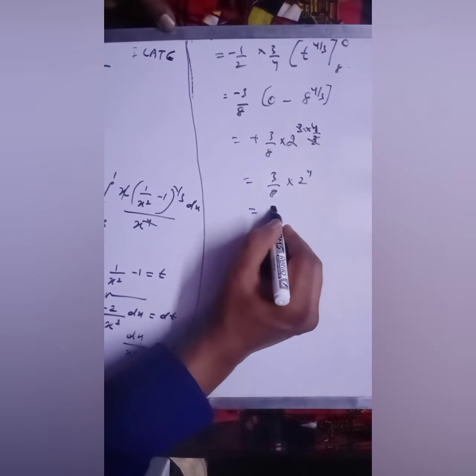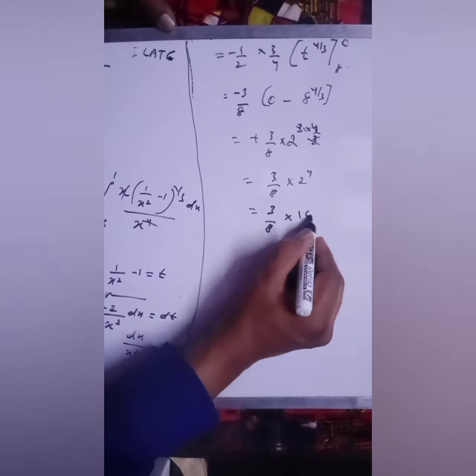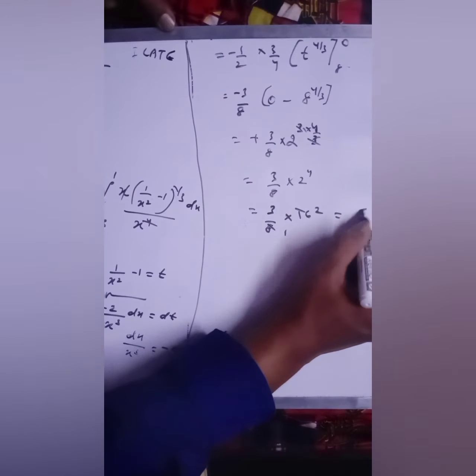So just simplify 3/8 into 16. 8 twos are 16, so you will get 6 only. So this is the required answer of your question number 9. Fine. So this is an important question. Please solve this. Now your exercise 7.10 is completed. Now we will start our exercise 7.11.